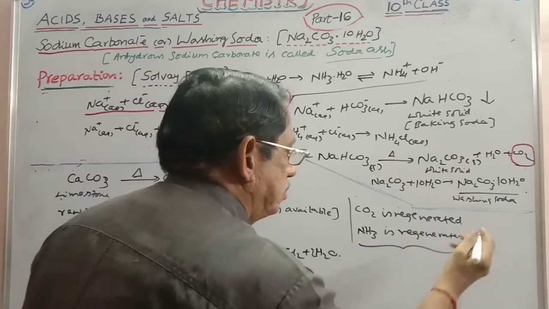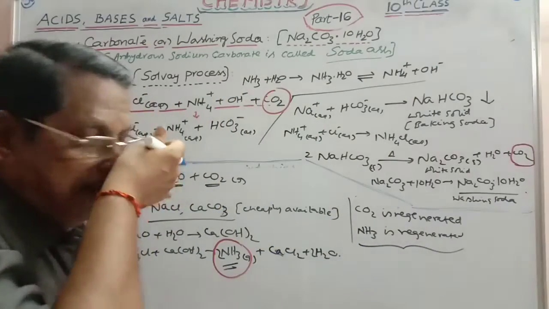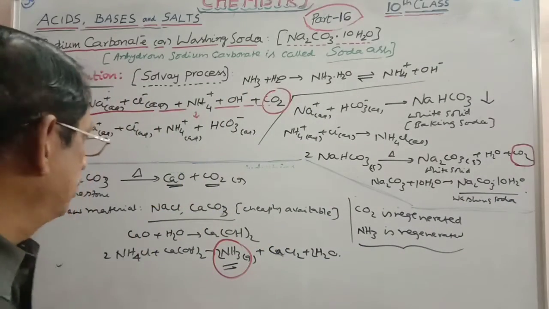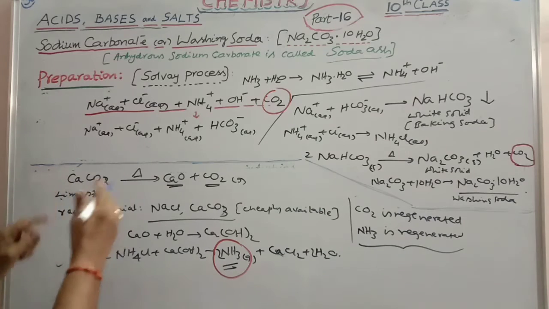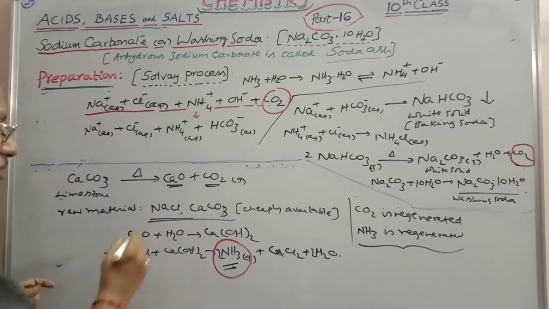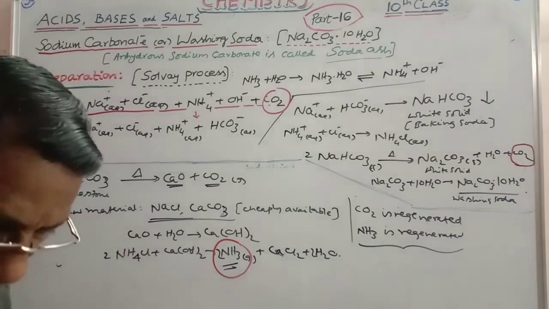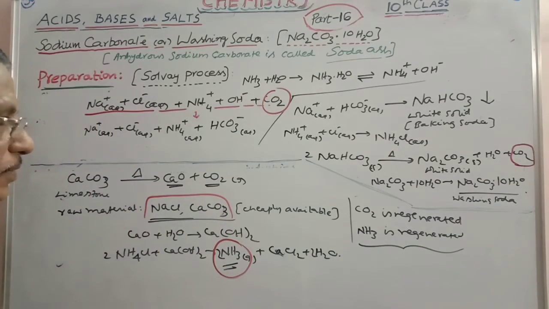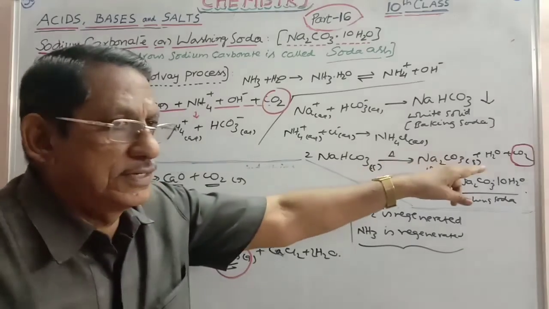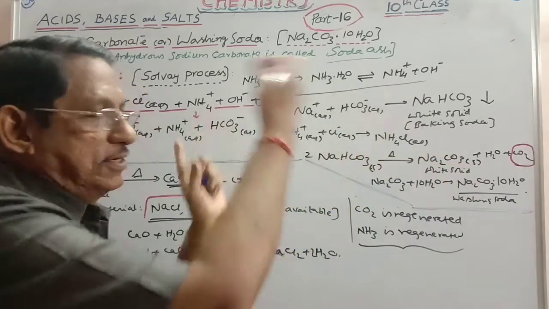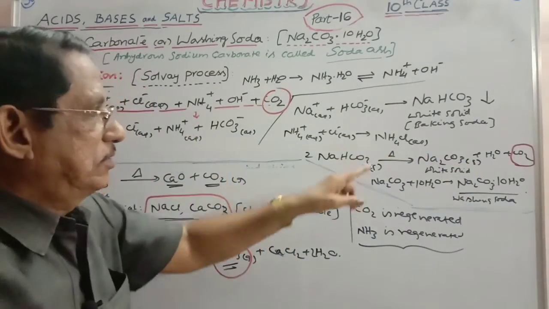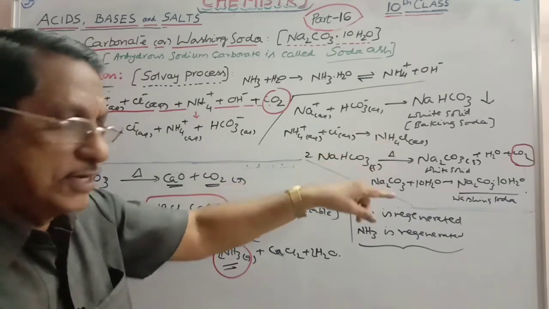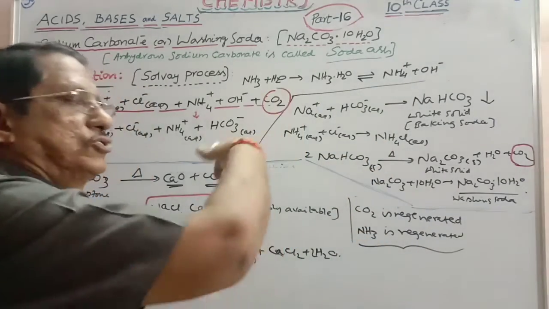And these two can be used over and over again. What are the raw materials you are using here? Initially CaCO3 and sodium chloride. These two only you are using. After that, you need not take any fresh CO2 and fresh ammonia. Whatever carbon dioxide is obtained in the process, you are regenerating it, reusing it. And whatever ammonium chloride is obtained, that is used to regenerate ammonia. That is once again used.